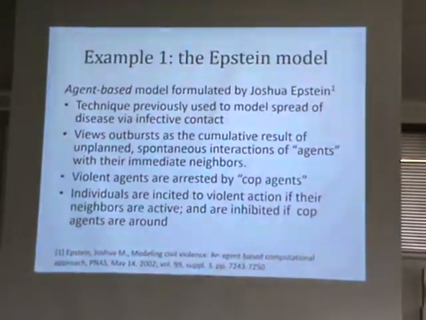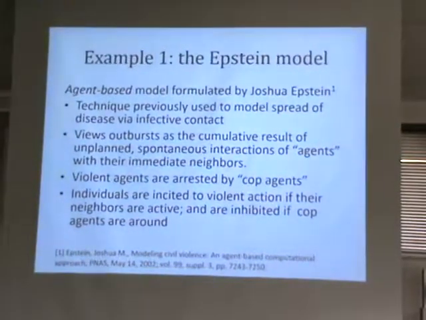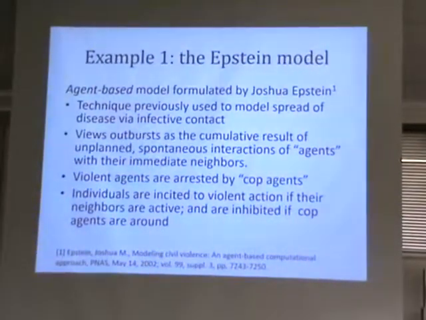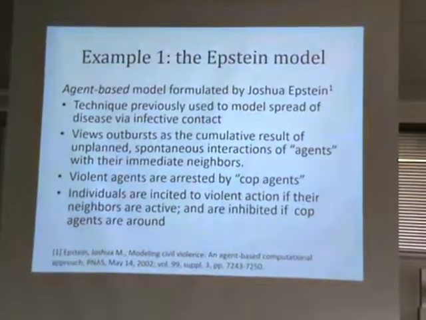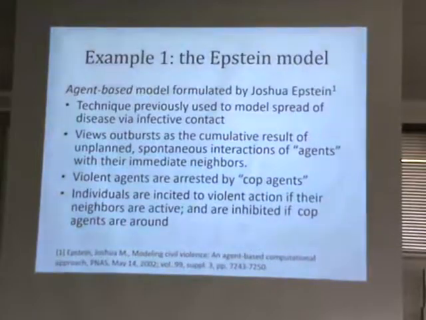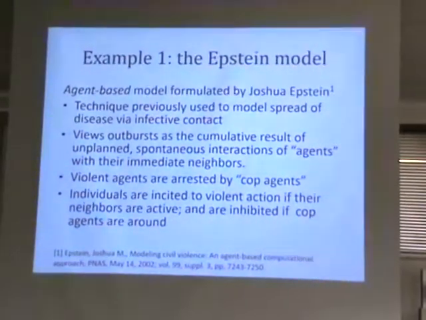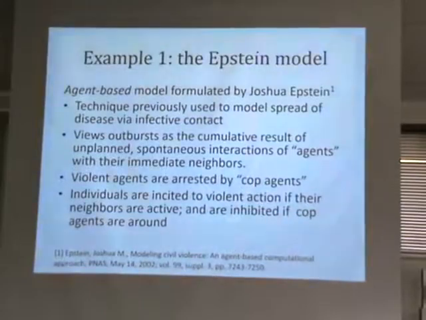Now, of course, you also have another kind of agent, which he called cop agents. So you have agents who want to prevent the violence, and these are called cops. And so you have two kinds of agents: the population agents, and the cop agents. And the cop agents, if they see violence, will try to suppress it. So if they see someone being violent, they'll arrest them. Okay?